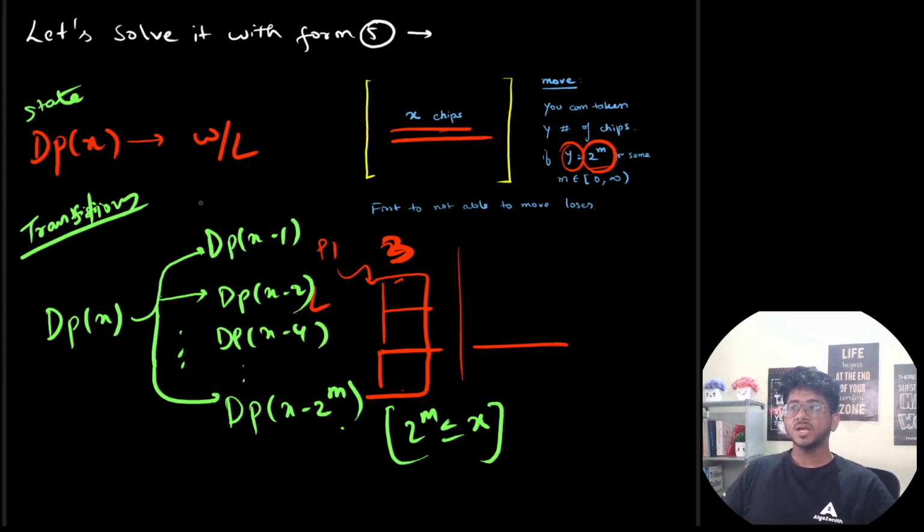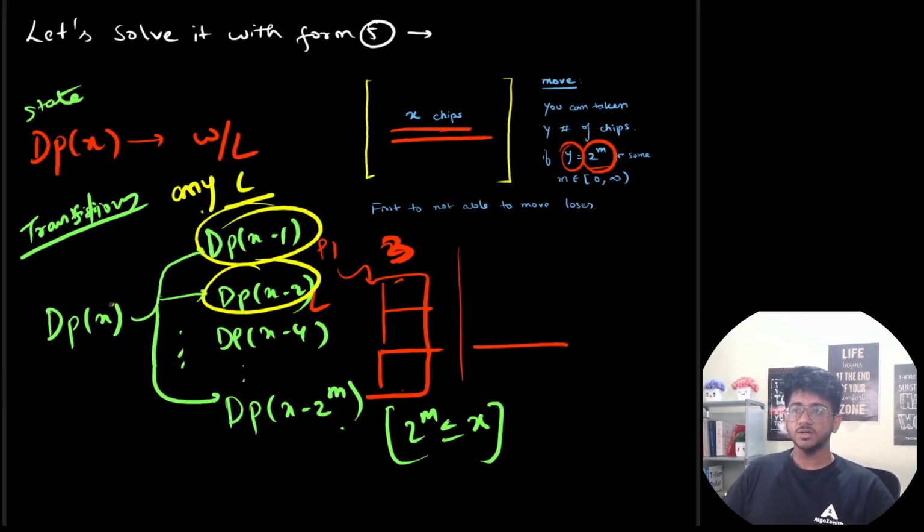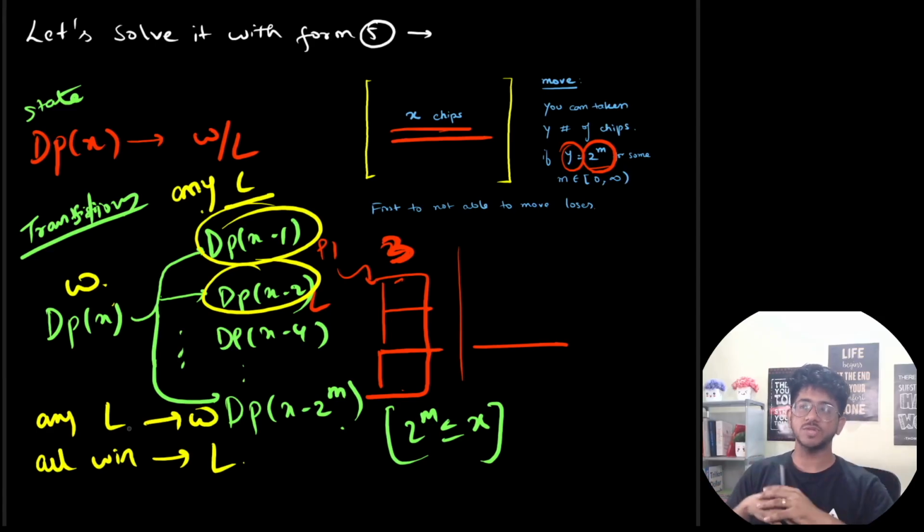And if any of these configurations is losing, then this state is winning. If all of them are winning, then this state is losing. If you reach only winning states, then this is losing. If any is losing, then this state is winning. That's the rule of transitions that we're going to follow.